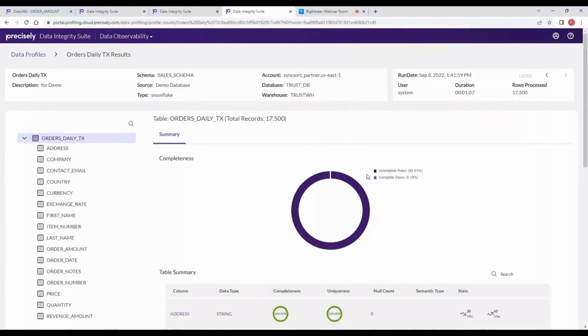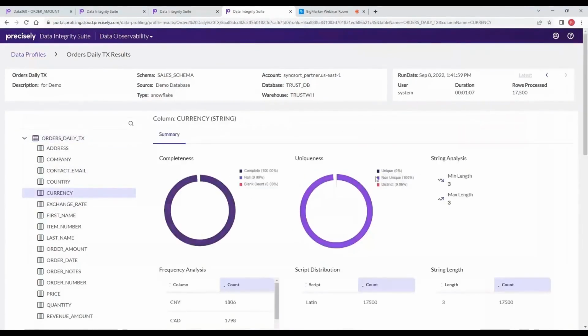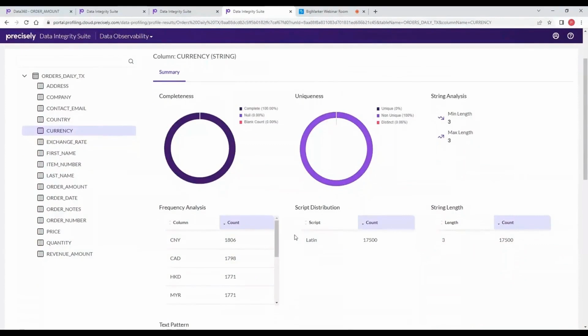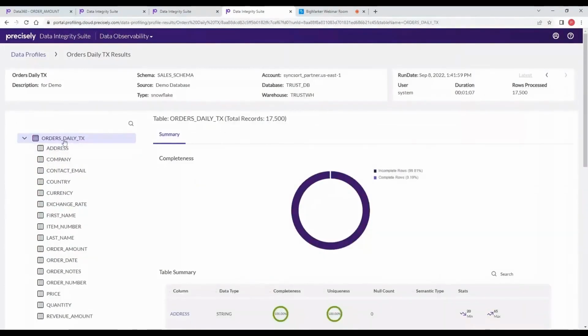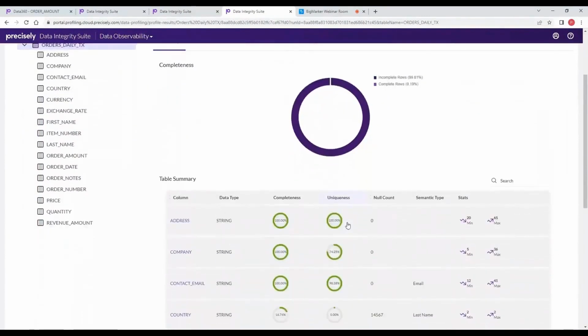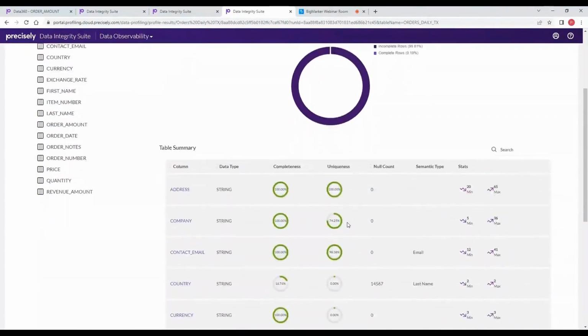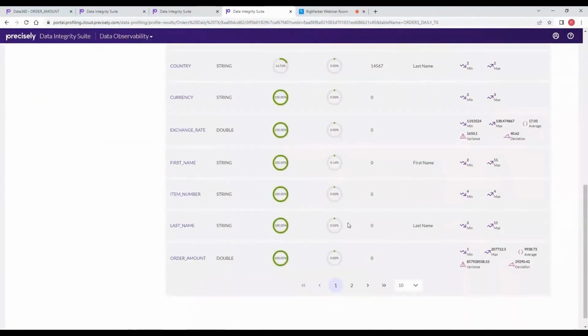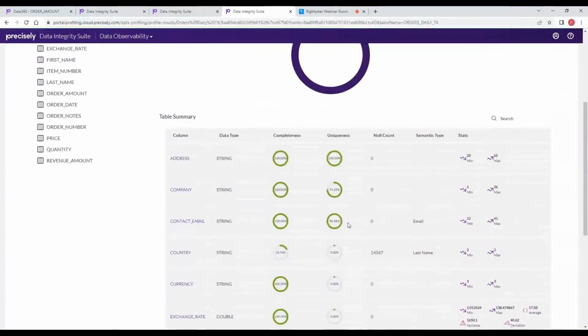So what this is doing, it's telling me on the entire table, the data set level, what the different metrics are. If I go back to the table level, I can look at different KPIs like completeness, uniqueness. I can look at the null counts. I can look at the semantic classification that we have identified. Things like the mins, the maxes, the averages, the moving averages. And this gives me a holistic view of how my data is.